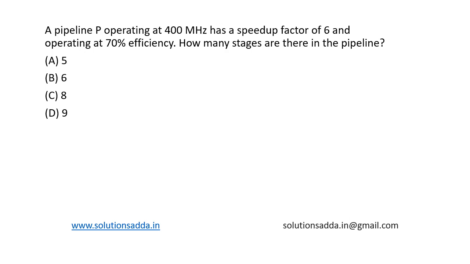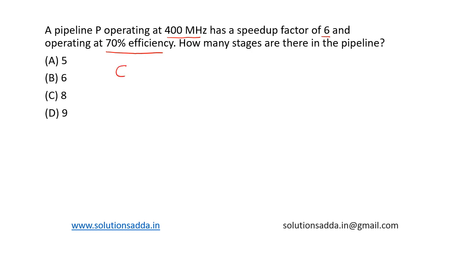This is a question from computer organization. A pipeline P operating at 400 MHz has a speed up factor of 6 and operating at 70% efficiency. How many stages are there in the pipeline? This is a direct question with a direct formula.